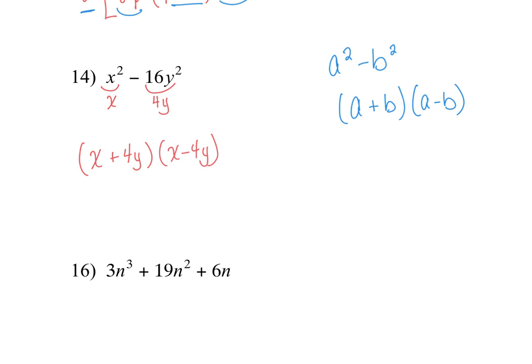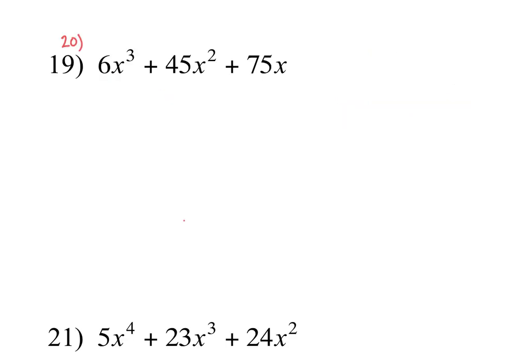All right? So we get to ones that are a little more complicated. Again, if you see one like this, your first thought is, can I take anything out? Always want to look for something in common first. So we're going to look between the 6, the 45, and the 75, and we're going to say I can take a 3 out. Then we're going to look at our variables, x cubed, x squared, x. They can all give me one of those x's. So 3x is going to be my common factor here.